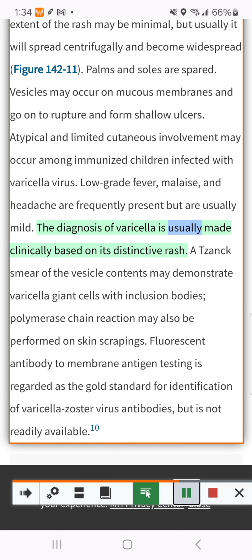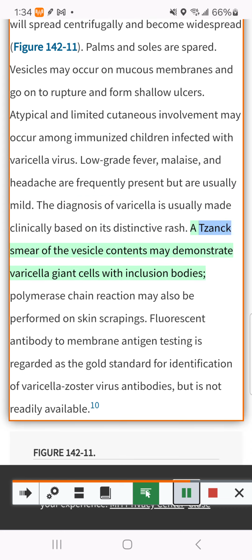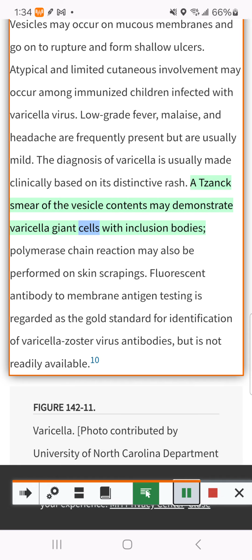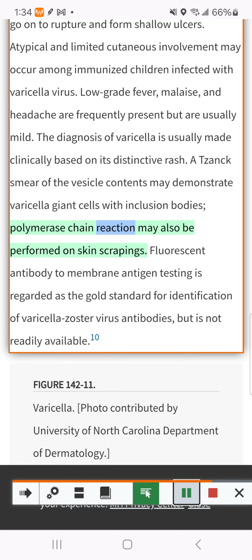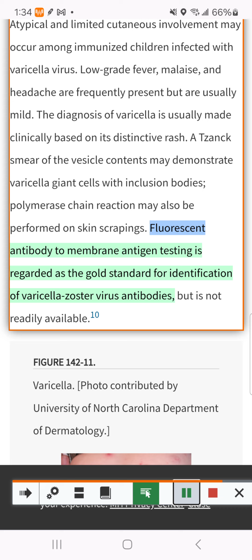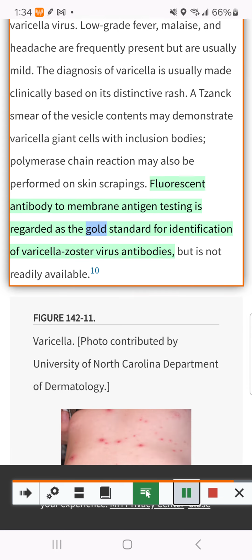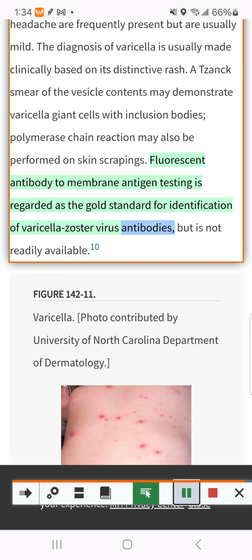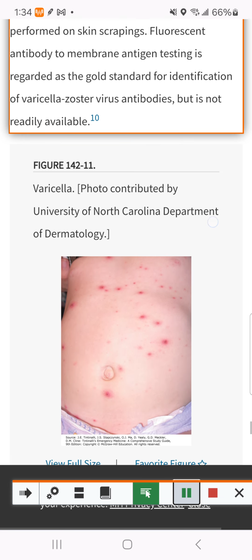The diagnosis of varicella is usually made clinically based on its distinctive rash. A Tzanck smear of the vesicle contents may demonstrate varicella giant cells with inclusion bodies. Polymerase chain reaction may also be performed on skin scrapings. Fluorescent antibody to membrane antigen testing is regarded as the gold standard for identification of varicella zoster virus antibodies, but is not readily available.